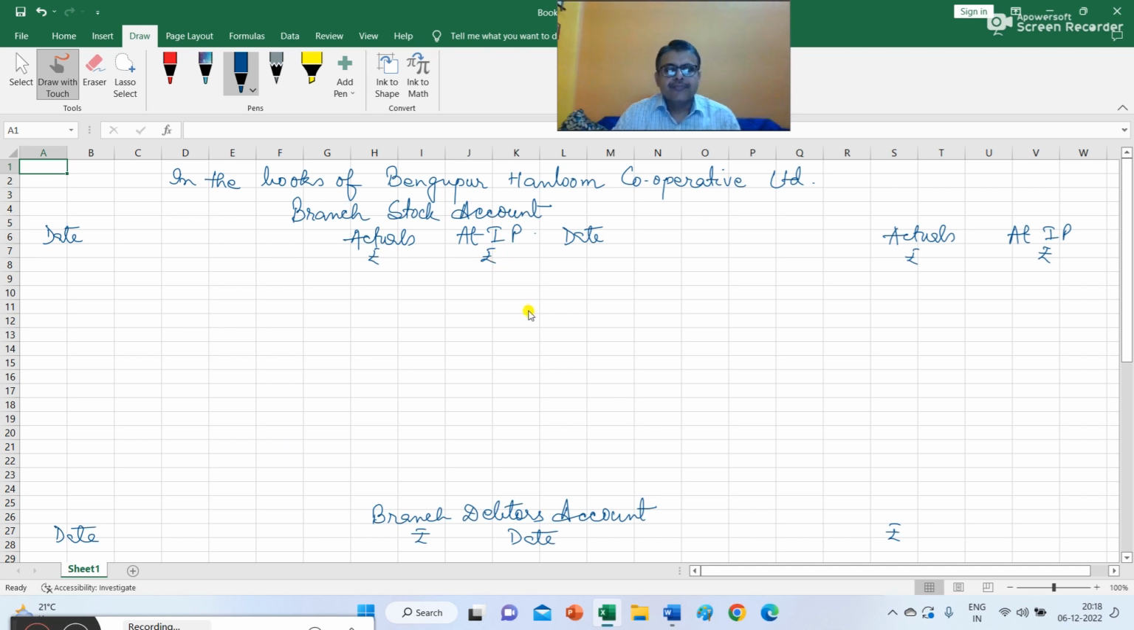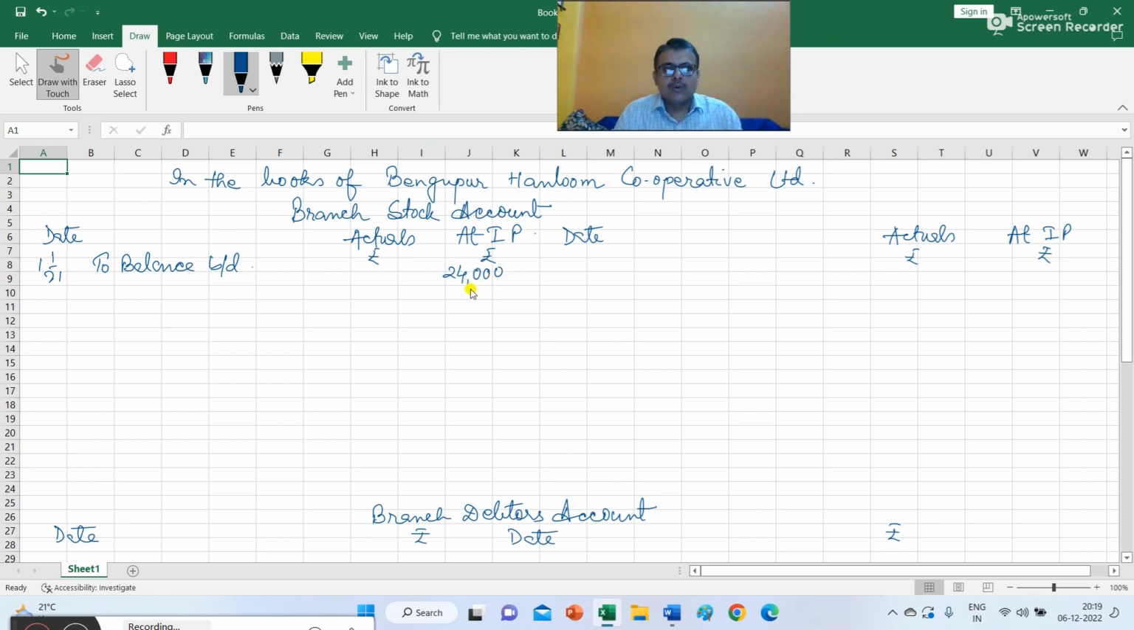So let's start. Please see how I am recording the transactions as per the question. The first data given in the question is regarding the opening stock and the opening debtors balance that I have to record in branch stock and in branch debtors. So on 1st January 21 I am recording here: to balance b/d. This is the opening stock, and it is given at invoice price of rupees 24,000.